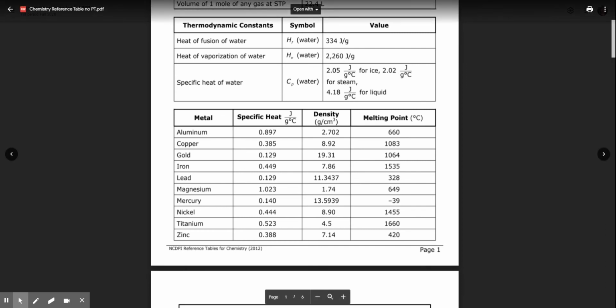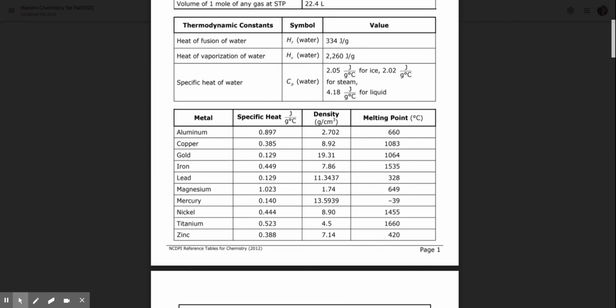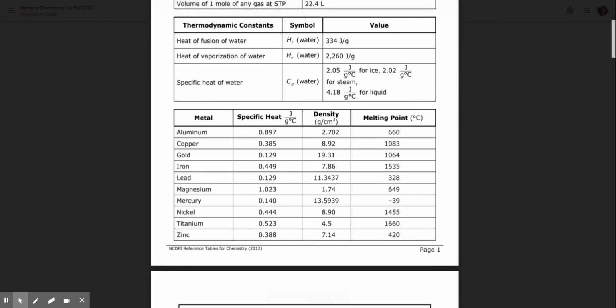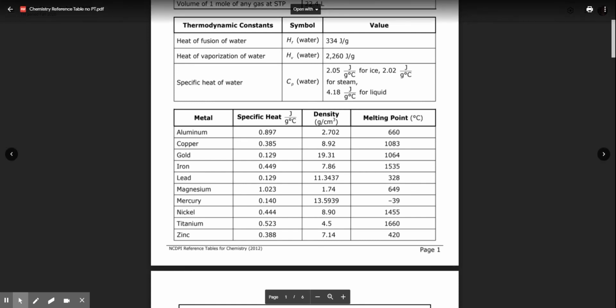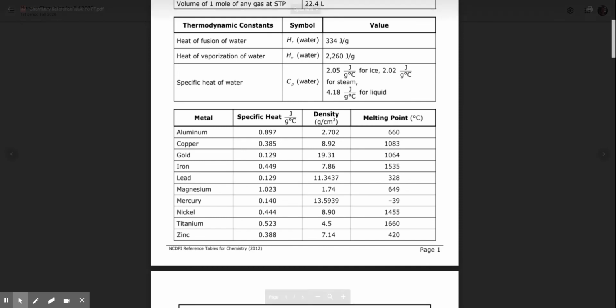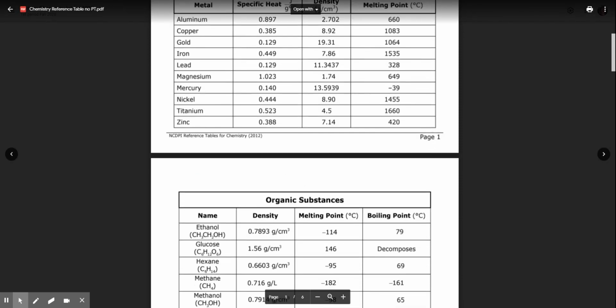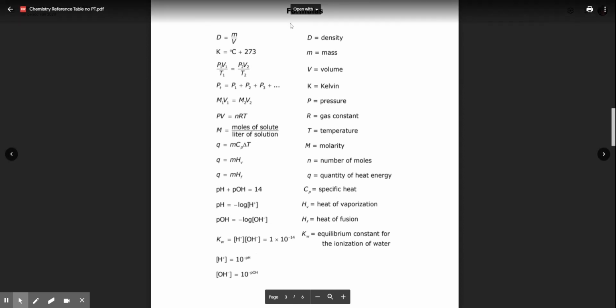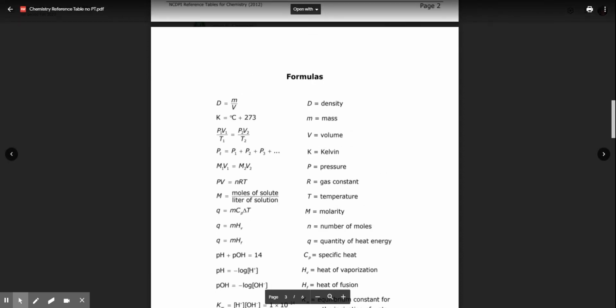Same thing for density, which is mass divided by volume. If you can figure out a substance's density, then you can identify the metal. Or if you need the density to figure out either the mass or the volume, you can find the density of these metals here. Okay, most of the time we don't really use that next page. So this page, the formulas page, is pretty important. You're going to have all of your formulas here.